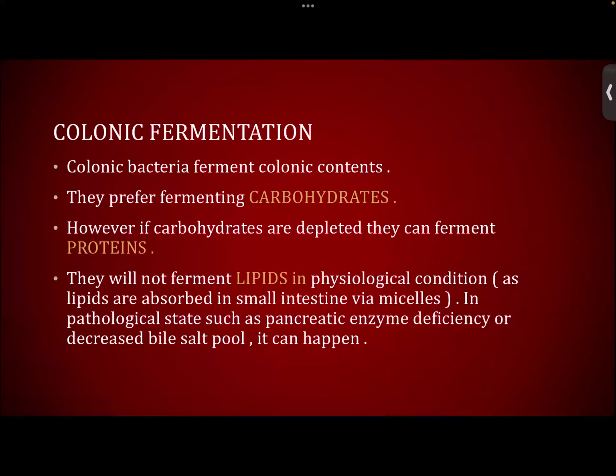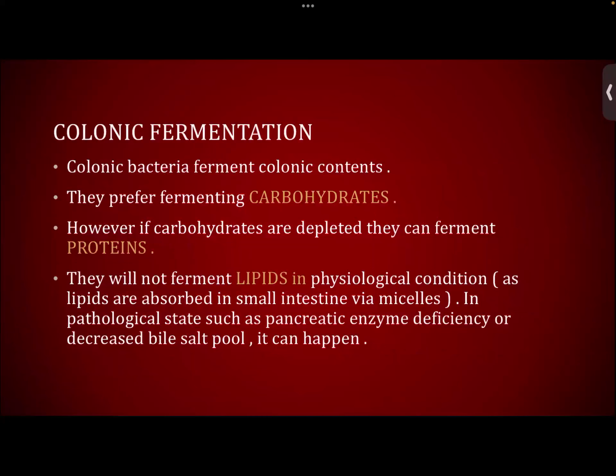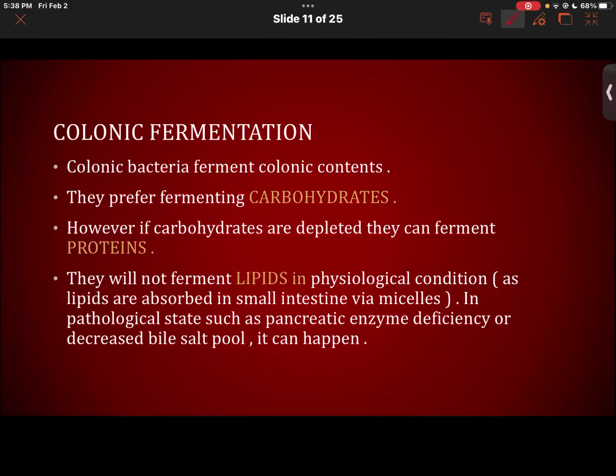Okay, so now we have colonic fermentation, which I was talking about earlier. And we have bacteria in the colon. We have bacteria all throughout the GI, and similarly, we have them in the colon. And they prefer fermenting carbohydrates. So for them, it's ideal if we have carbohydrates, right? However, if carbohydrates are depleted, they can also ferment proteins. So they can ferment carbohydrate, which is their first choice, okay? But they can also ferment proteins, which is their second choice.